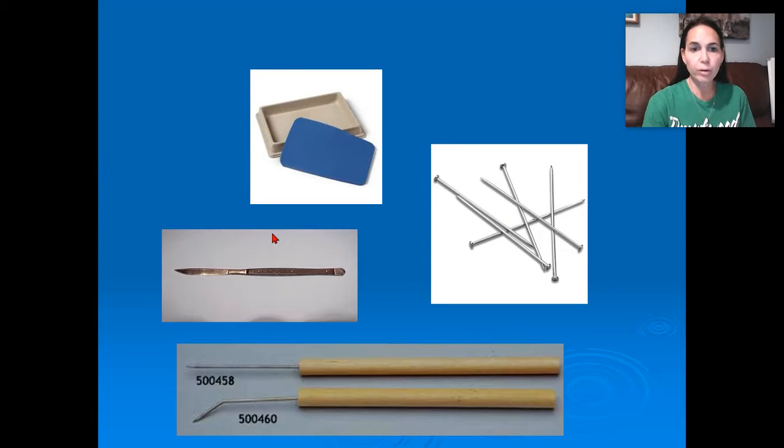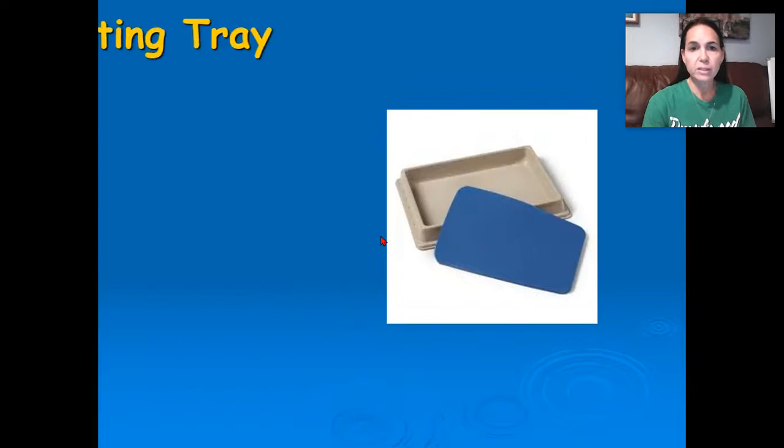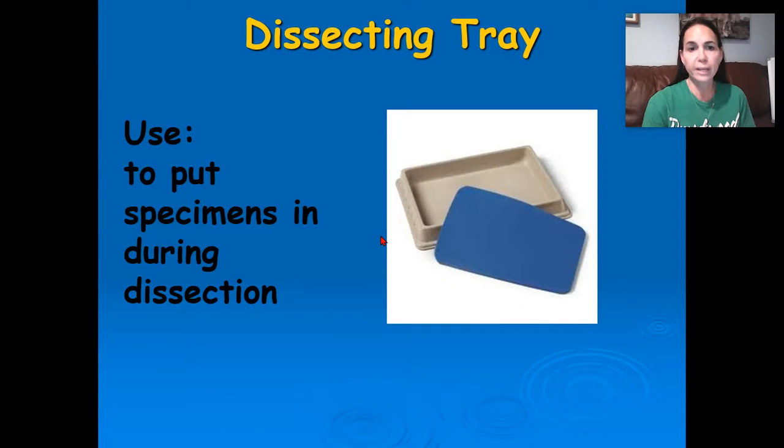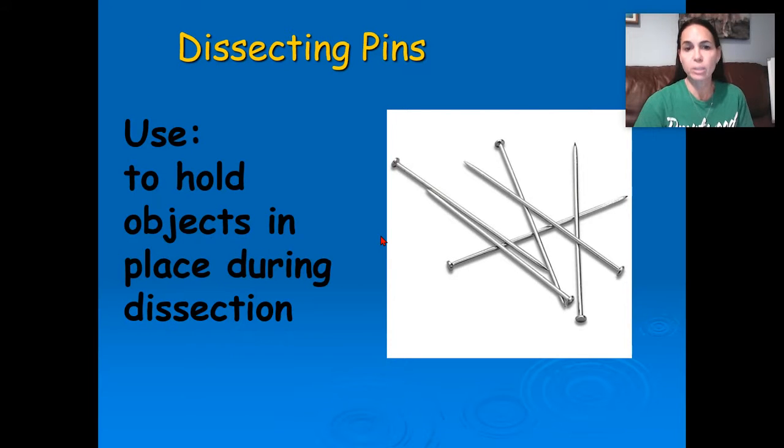Okay, the next category is your dissecting equipment. So this is the dissecting tray, which is where you'd place the specimen during your dissection. These are pins, dissecting pins, which are used to hold the object in place, so when you cut it, it doesn't slip and cut you. This is also called mounting. So when you're mounting an object in place, it's just meant to keep it safe so it doesn't move around.